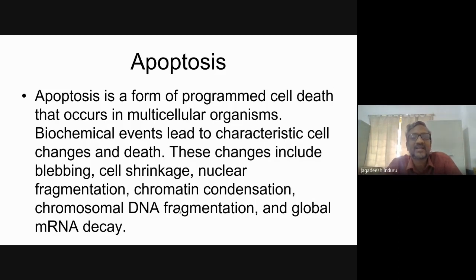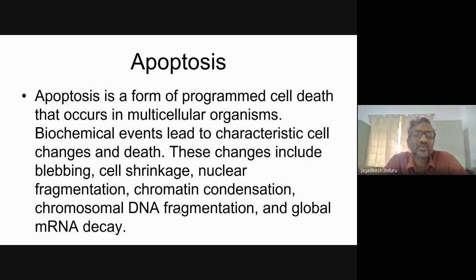This is the terminology, and based on it we use active and passive strategies, or mechanisms and approaches like physical or chemical methods, to treat our diseases by targeting. So what is apoptosis? It is a form of programmed cell death that occurs in multicellular organisms. It is intrinsic in nature. Biochemical events lead to characteristic cell changes and cause death, followed by a rebirth, and it is a normal phenomenon. This programmed cell death is called apoptosis.